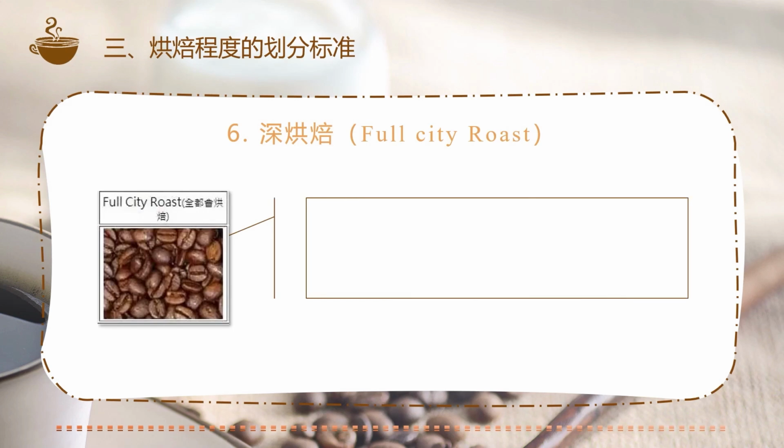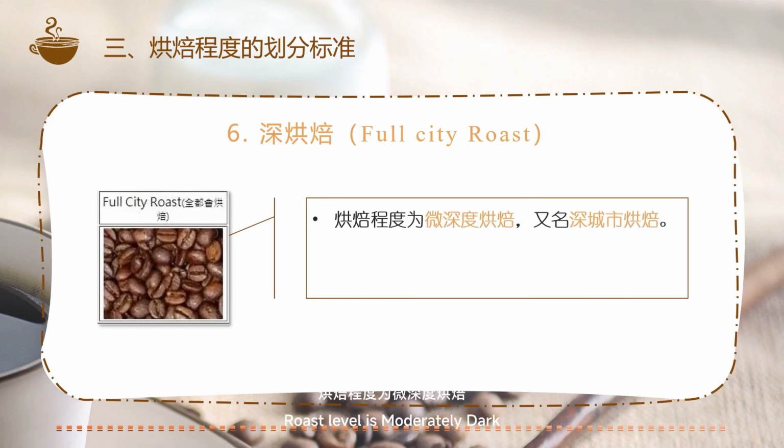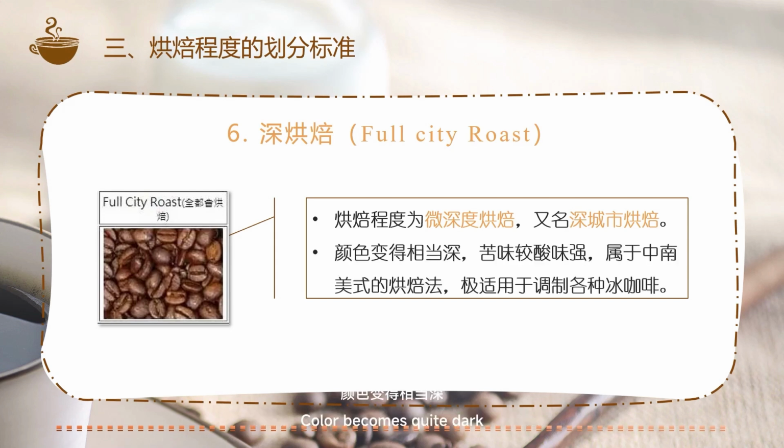6. Dark roast. Roast level is moderately dark, also known as Vienna roast. Slightly stronger than medium dark roast. Color becomes quite dark. Bitterness is stronger than sourness. Belongs to Central, South American roast. Suitable for making various iced coffees.